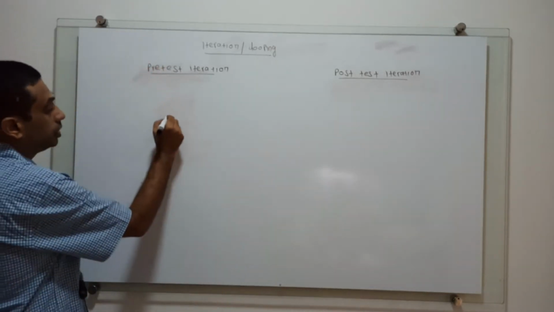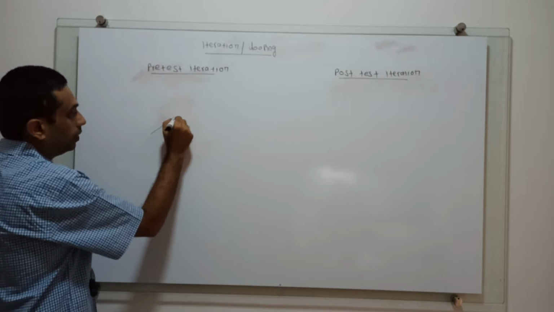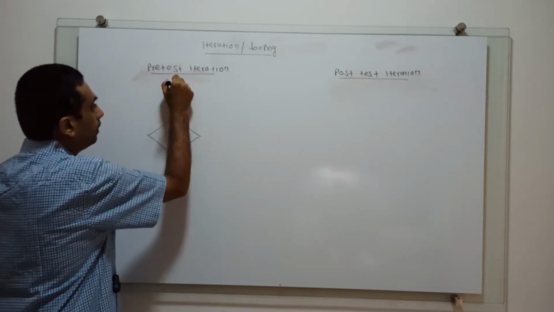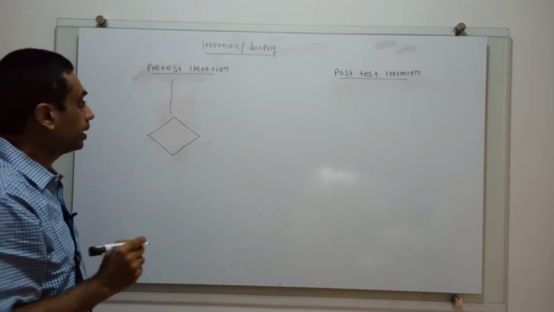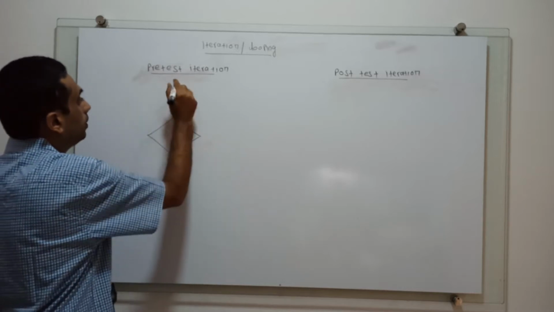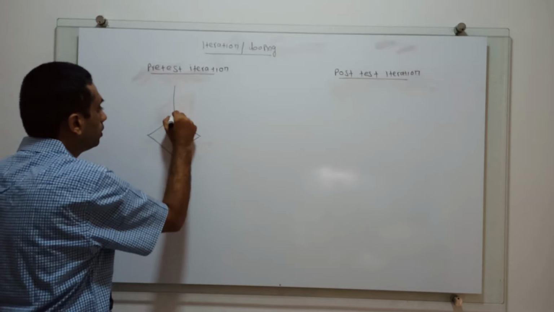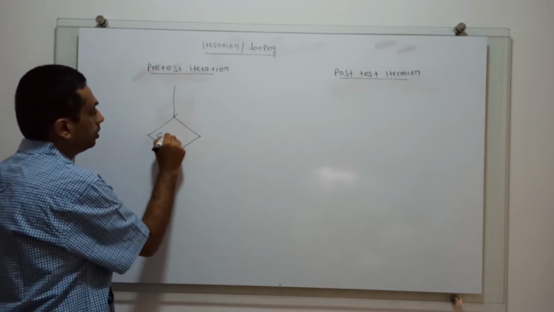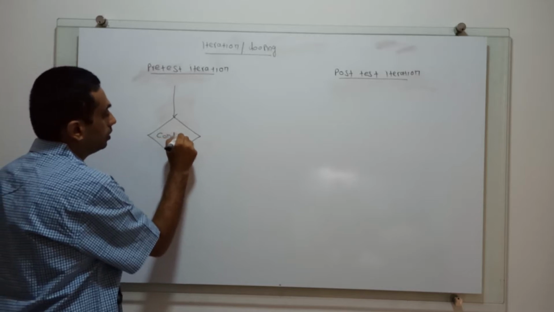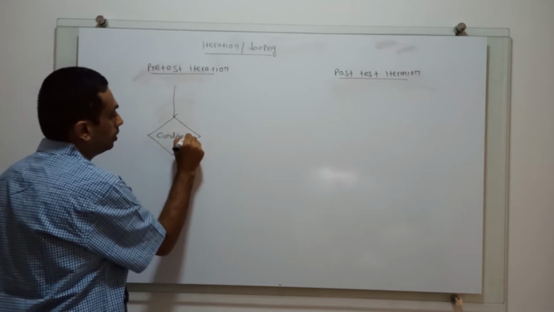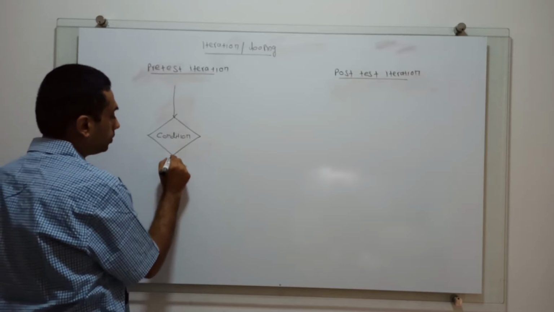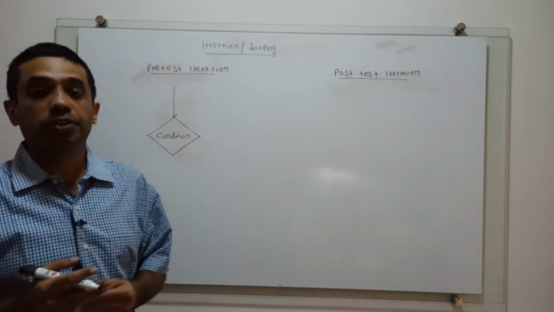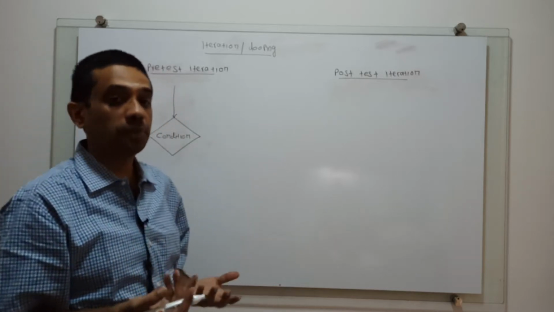Okay. So this is a flowchart. We are having a condition. The condition has an incoming flow. Then this is a condition. If the condition is true, what will happen? Then a set of statements will get executed. If the condition is false, the set of statements will not get executed.